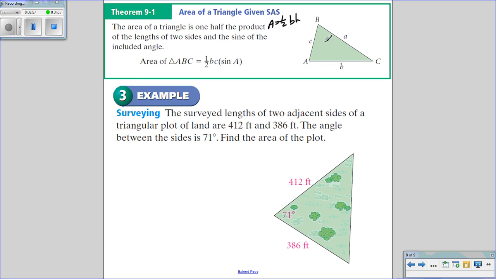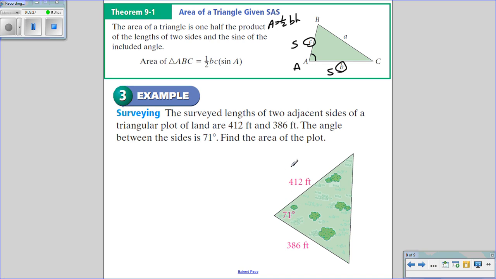So in this case, if we know side C and we know this side labeled B and I know this angle here, then I can use what I call the side angle side formula for area of a triangle. So let's try an example for that. In this example, a surveyor surveyed lengths of 2 adjacent sides of a triangular plot of land, and they are 412 feet and 386 feet. The angle included between those sides is 71 degrees.